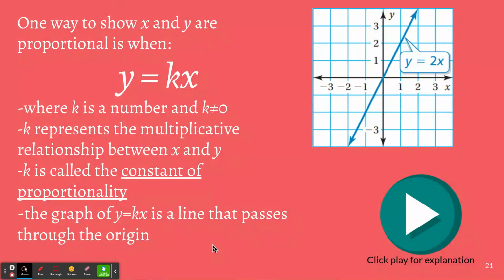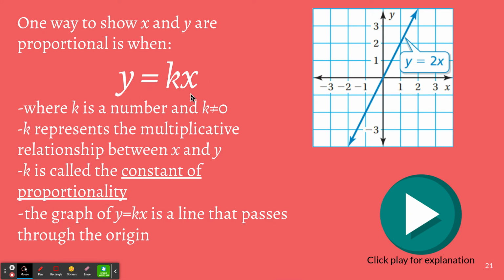And last but not least, when and if I do graph this equation, the line has to pass through the origin, or right here, 0, 0. And that's a visual representation of this equation, is when, if I were to graph it on the coordinate plane, which is something you'll learn later in life, it will pass through the origin. So if you see the line going through 0, 0, then yes, X and Y are proportional.